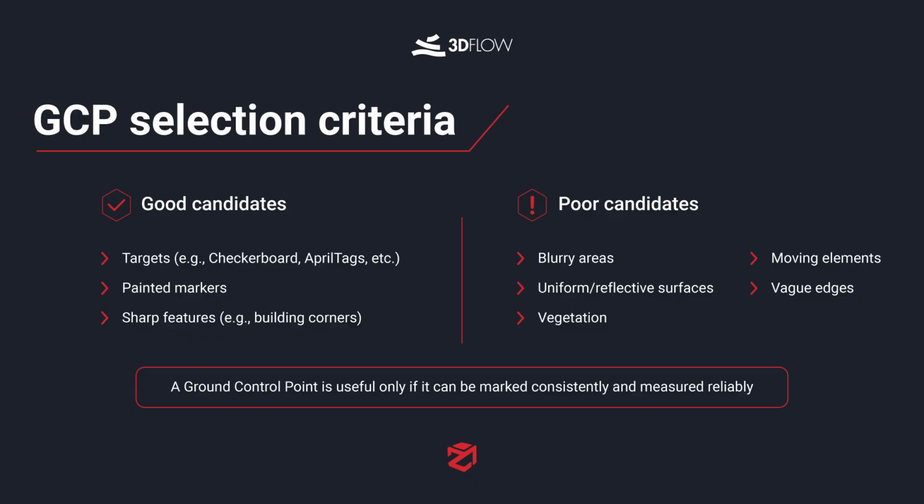A good ground control point should be clearly visible, easy to identify, stable, and visible across multiple images. Good candidates include targets, painted markers, or sharp features with clear contrast, such as the corner of a building. Poor candidates include blurry areas, uniform or reflective surfaces, vegetation, moving elements, or vague edges. This matters because a ground control point is only useful if it can be marked consistently across images and if its surveyed coordinates are reliable.